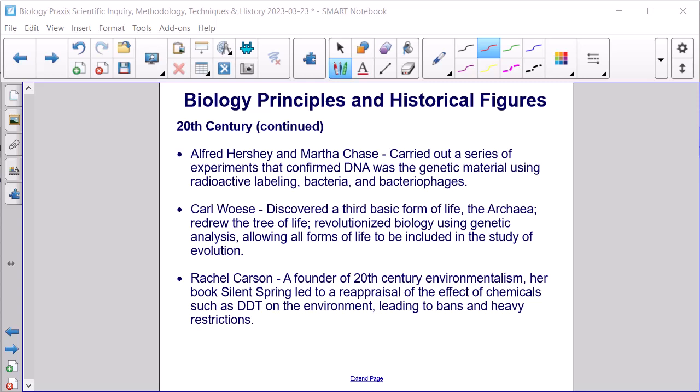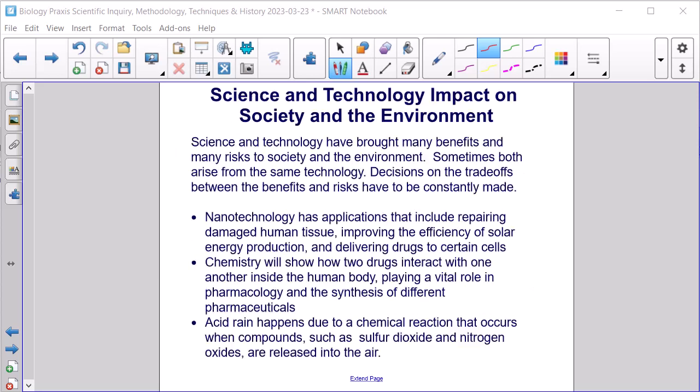Carl Woese discovered a third basic form of life, the archaea, redrew the tree of life, revolutionized biology using genetic analysis, allowing all forms of life to be included in the study of evolution. Rachel Carson, a founder of 20th century environmentalism, wrote her book Silent Spring, which led to a reappraisal of the effect of chemicals such as DDT on the environment, leading to bans and heavy restrictions.